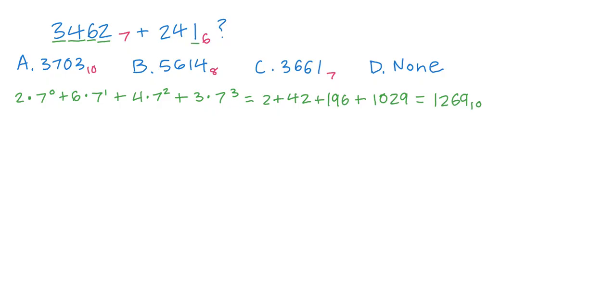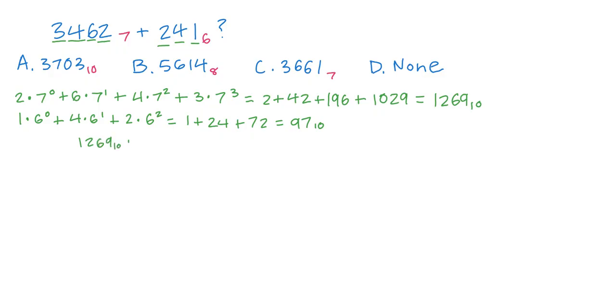We can do the same thing with 241 base 6. We start with our ones digit, which is a 1 times 6 to the power 0, plus 4 times 6 to the power of 1, plus 2 times 6 squared. This is equal to 1 plus 24 plus 72, which is equal to 97 base 10. Now, since both numbers are in base 10, we can simply add them together.